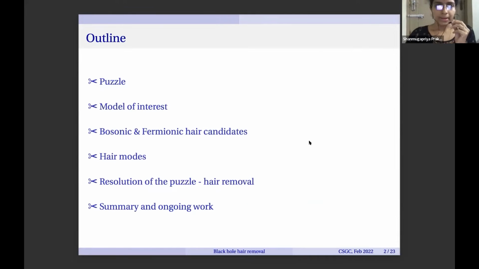Let me briefly give you a plan of the talk. We will first start with the puzzle at hand and briefly review the model of interest. Following that, we will construct bosonic and fermionic hair candidates for two black holes. What these two black holes are, we will see shortly. And having constructed these hair candidates, we will see how many of them correspond to actual hair modes. Having the hair modes in hand will lead us to the resolution of the puzzle, which is going to be by hair removal. I will finish up with a summary and comments about some ongoing work.